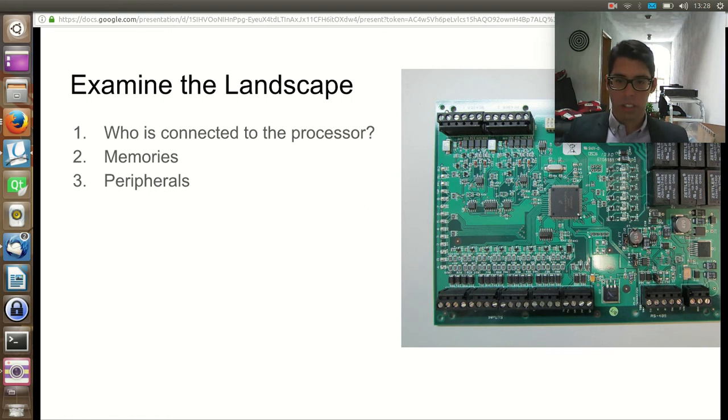The processor has a lot of compatriots. There are other pieces of hardware on the board, and there are two basic types of hardware to which the processor is connected: the memories and the peripherals. Memories are for the storage and retrieval of data and code. The peripherals are specialized hardware for devices that are outside of the board, or that perform a specific hardware function.